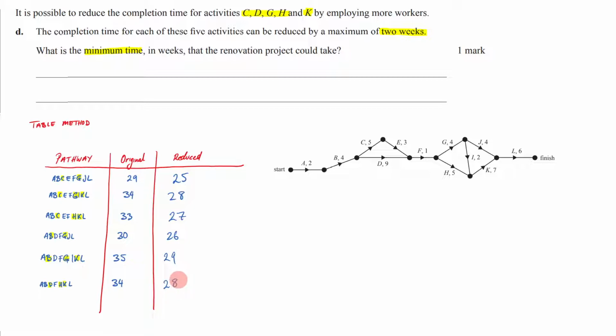What is my new minimum completion time? Well, it's going to be 29, because that is my biggest number there. So that means my answer here will be 29 weeks. As you can see, what we've done there is we've listed down all of our pathways. We've listed down the original completion time. We then applied the maximum reduction, remembering 2 weeks for each of these. And that is how we have done it. And we got to 29 weeks there. So that is what we'll call the table method.